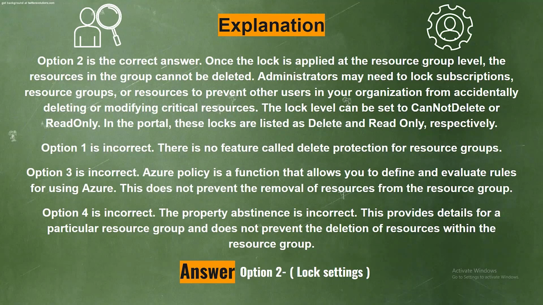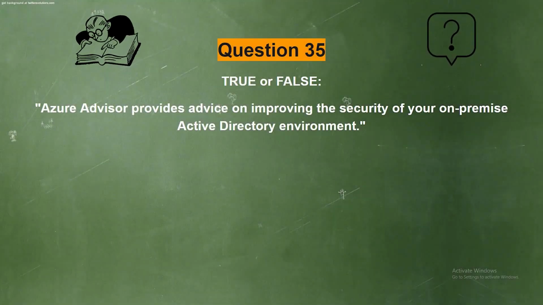Option 1 is incorrect. There is no feature called Delete Protection for resource groups. Option 3 is incorrect. Azure Policy is a function that allows you to define and evaluate rules for using Azure. This does not prevent the removal of resources from the resource group. Option 4 is incorrect. The property abstinence is incorrect. This provides details for a particular resource group and does not prevent the deletion of resources within the resource group. Question 35. True or false?